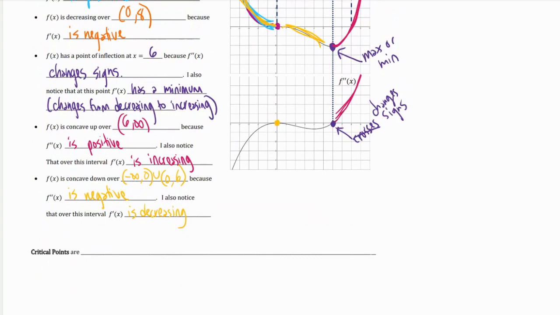And then the last thing I want to talk about are critical points. Critical points are x values where f prime of x is equal to 0. Those are candidates for maxes and mins. Now, a candidate means it's not necessarily a maximum or a minimum.